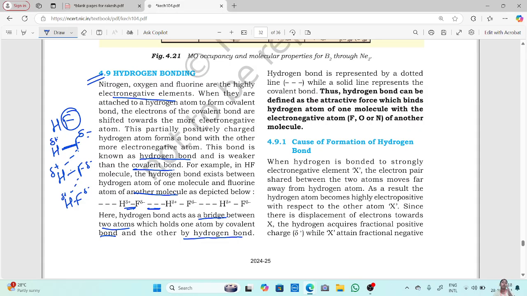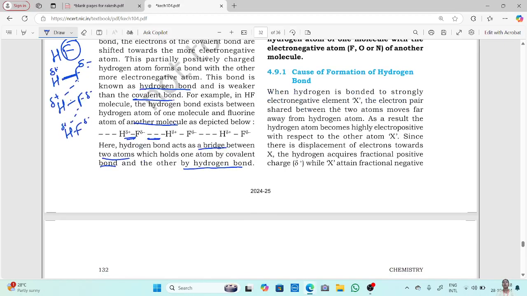To form a hydrogen bond, hydrogen is compulsory. Only with the presence of hydrogen can you form a hydrogen bond. So hydrogen bonds are formed between the hydrogen atom of one molecule and the electronegative atom of another molecule. Now, causes of formation of hydrogen bond.